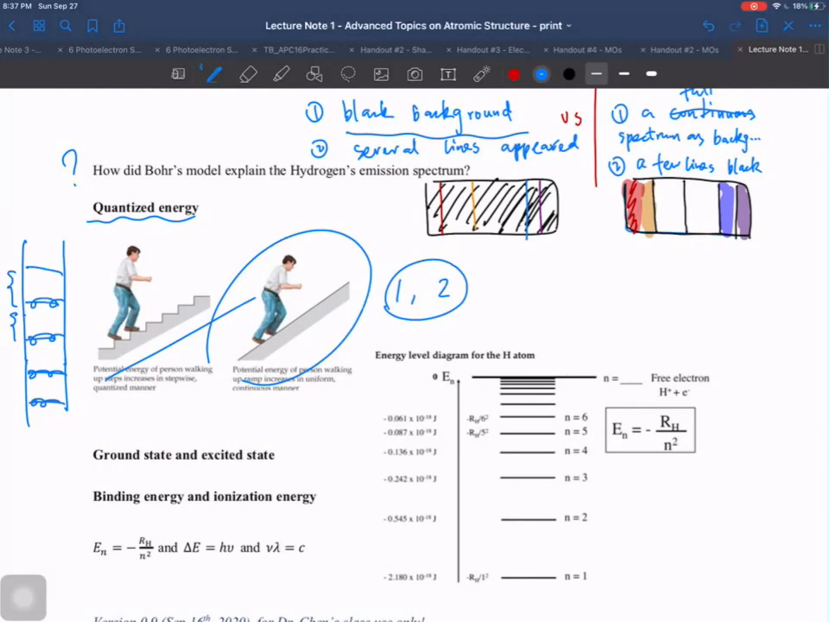So the energy is not continuous, it's quantized. There is a smallest energy packet. The idea here is either here or here or here or here. You cannot stop in the middle, right? Your feet must step on a certain level. So this is called quantized energy. This is the first concept: energy is not continuous.